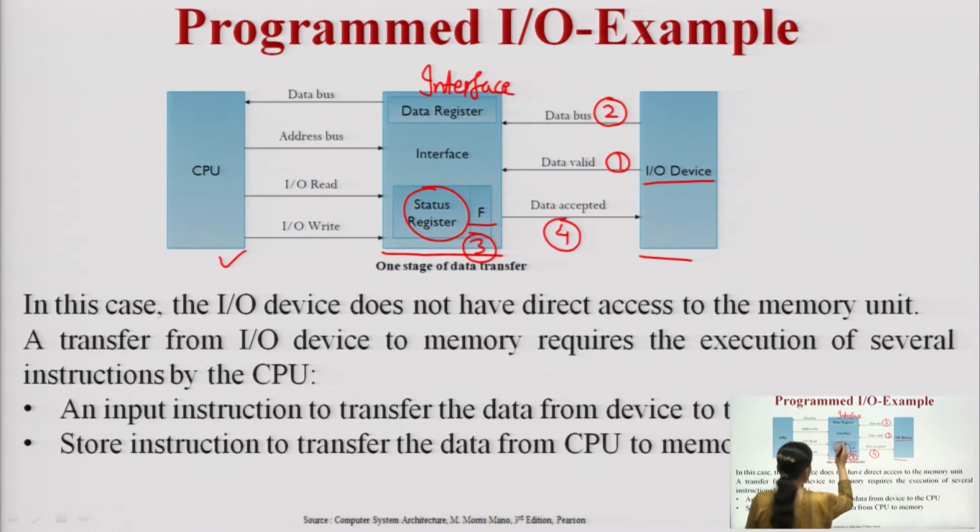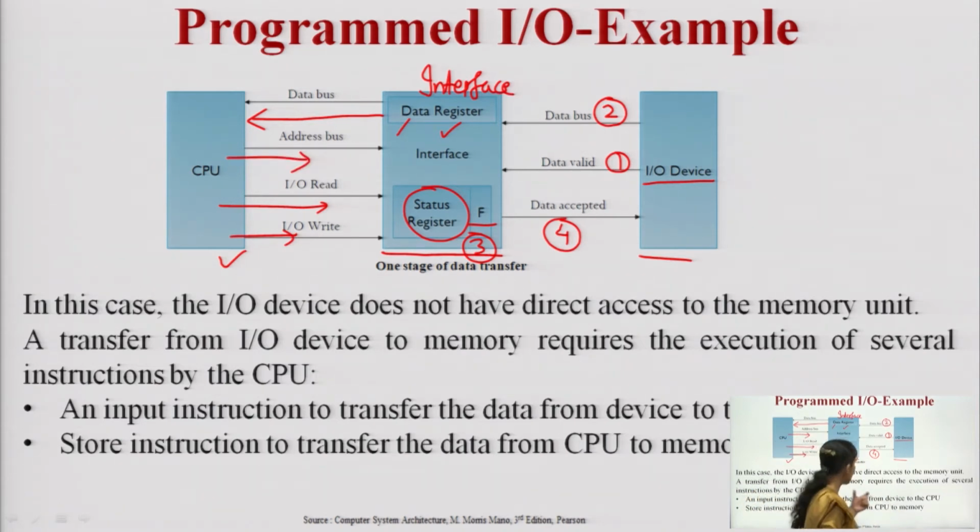Now the communication between this interface and this CPU will start. The content of the data register that has come from the data bus will be sent to the CPU by the data bus, and accordingly, whatever input/output read or write operation is required will be done by telling the address through the address bus. So now the communication between this processor and this interface is taking place to handle 1 byte of data transfer.